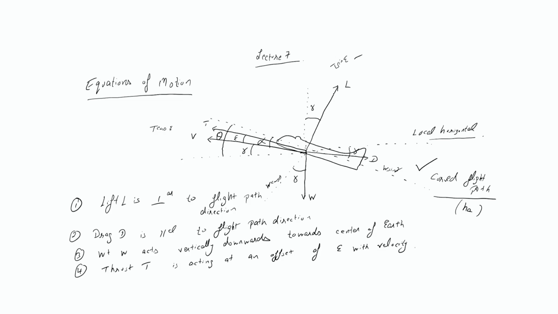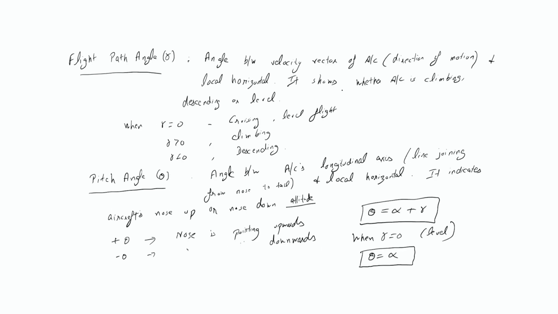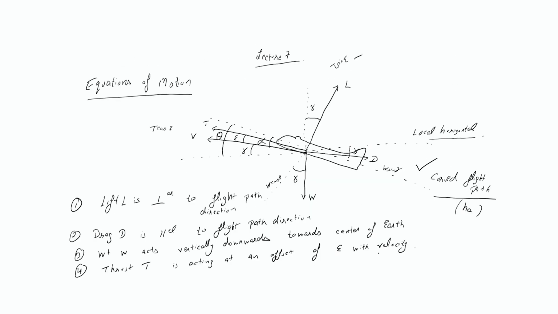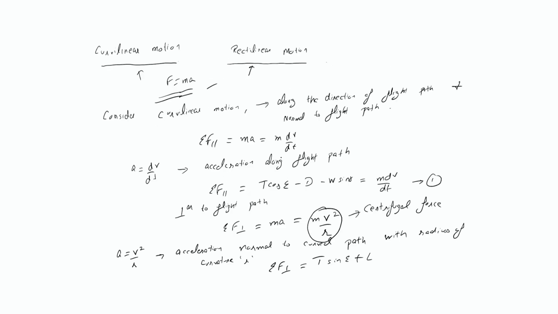Lift is already acting in the upward direction, that is plus L. What about weight? Weight is acting downwards in the negative direction. We have minus W cos gamma. So this equals mv square upon r.